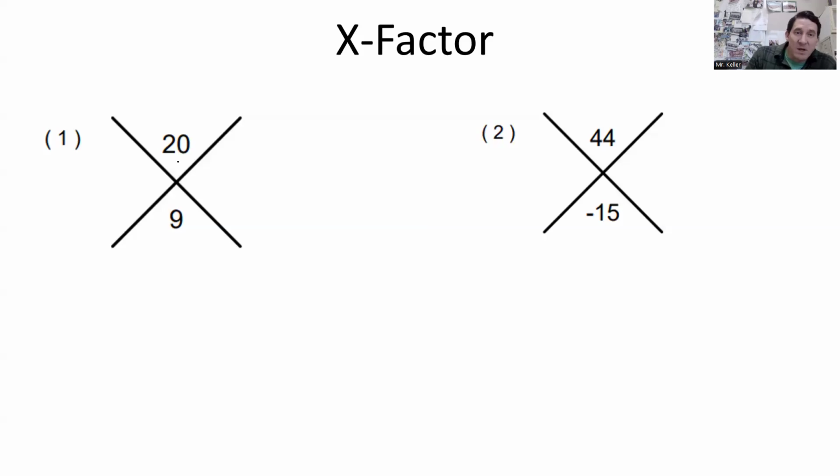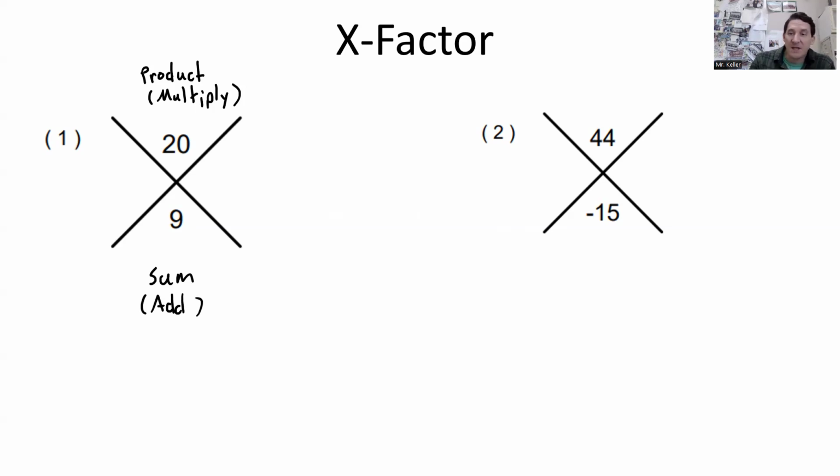So these are kind of like little puzzles. On the top is a product. So remember, product means you get that by multiplying. On the bottom is a sum. And remember, you get sums by adding. To fill in the sides of our X factor, we want two numbers that multiply to get 20 and add to get 9. From here, it really is guess and check.